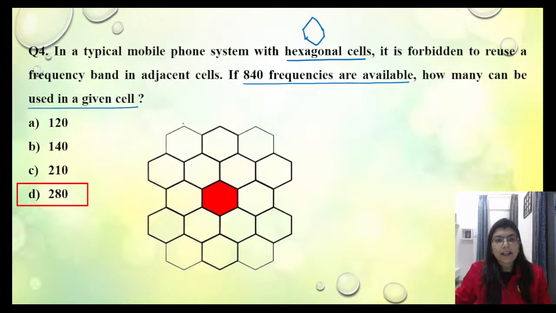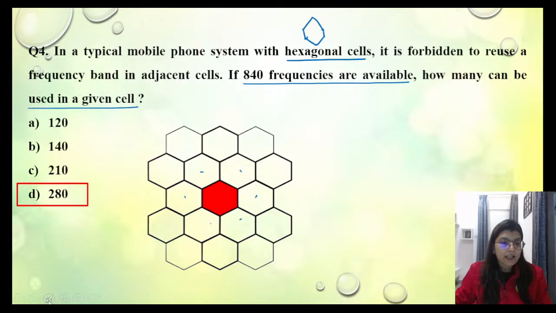Now these are your hexagonal cells. Hexagonal cells means that every cell will be connected to 6 different cells: 1, 2, 3, 4, 5 and 6. So this is a hexagonal cell structure. This structure is known as hexagonal cell structure, where every cell is connected to 6 cells. Now they are saying it is forbidden to reuse a frequency band in an adjacent cell.